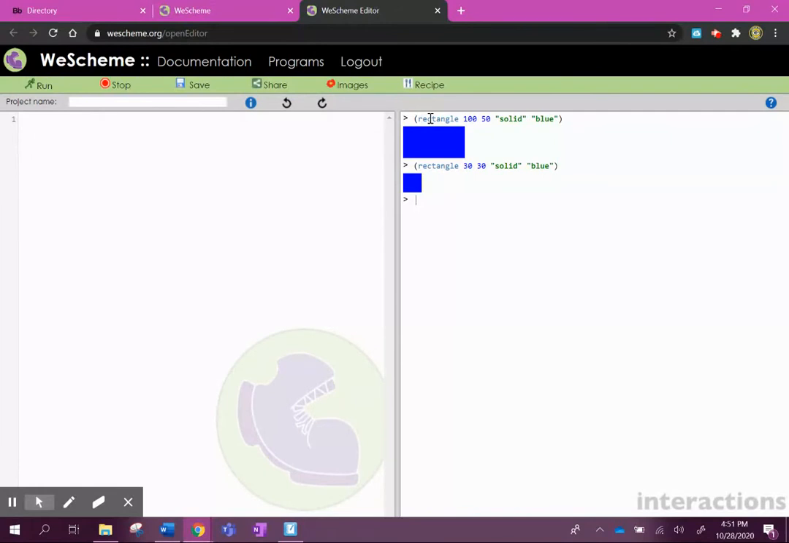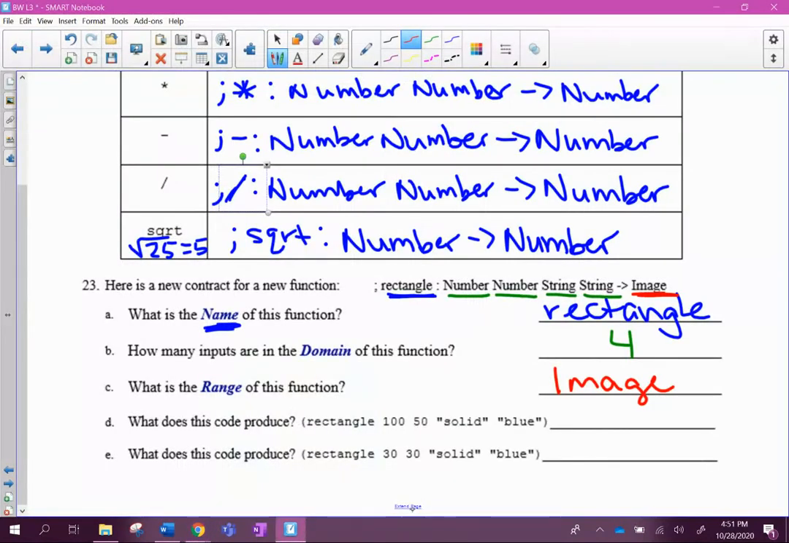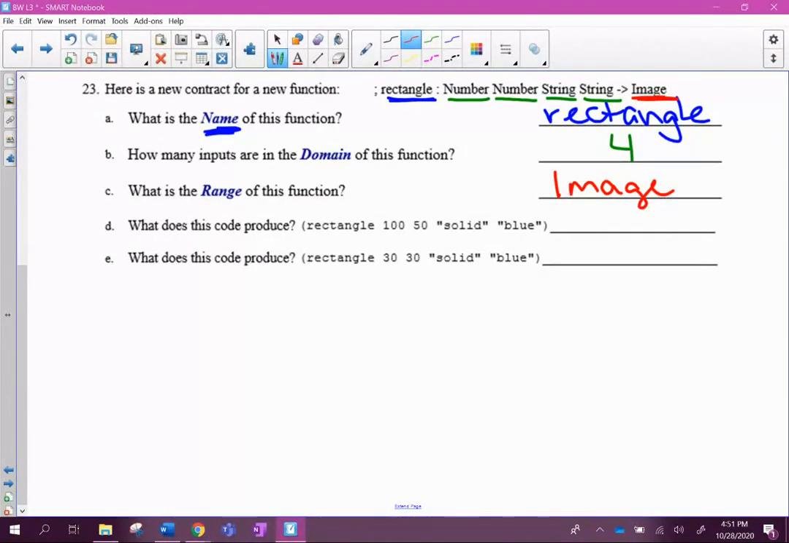Now let's talk about this. D gave us a blue rectangle, where 100 and 50 are the dimensions. So it was 100 by 50. E gave us a blue square. Why do you think it was a square instead of a rectangle? Yep, because these are the same. Okay.